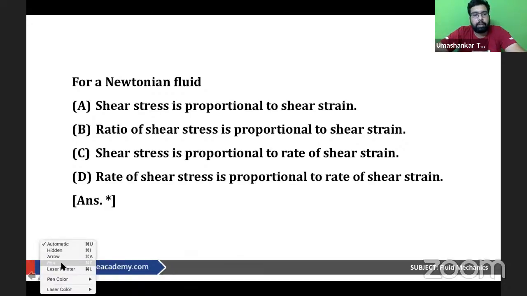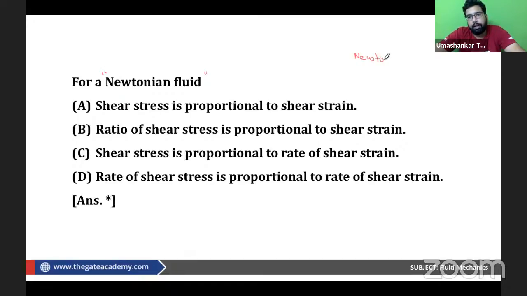So this question is about a Newtonian fluid. So we know for a Newtonian fluid, which law is the governing one? We have Newton's law of viscosity, right? And what does Newton's law of viscosity say? Tau is equal to mu du by dy.